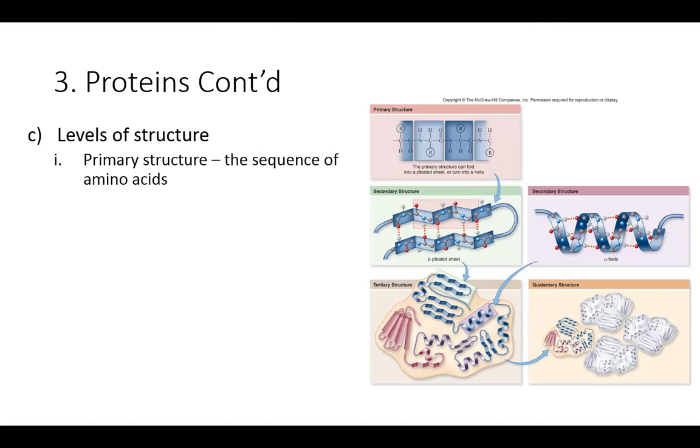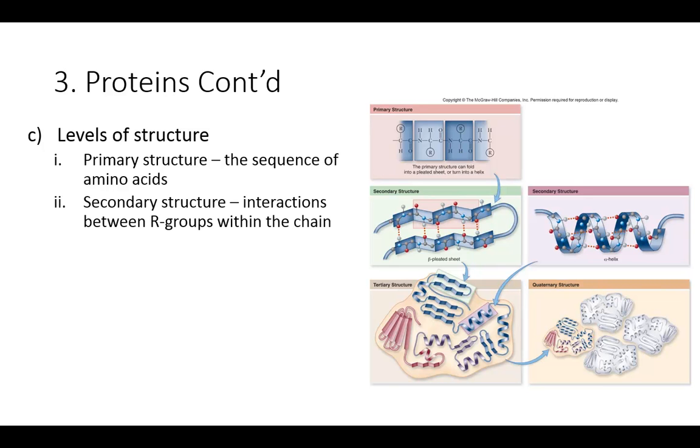So when a protein is made, there are 4 different levels of structure. And the first one is just the sequence of amino acids that are bound together. So you may have an alanine connected to a valine, connected to an isoleucine, and so on and so forth. Probably can be hundreds of amino acids long. And that sequence determines its function.